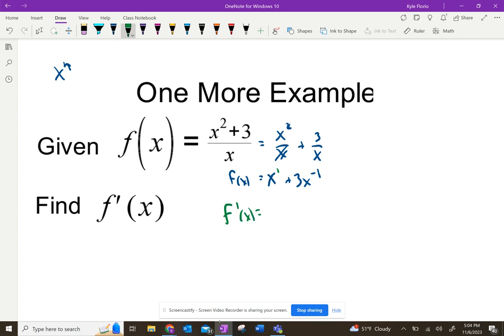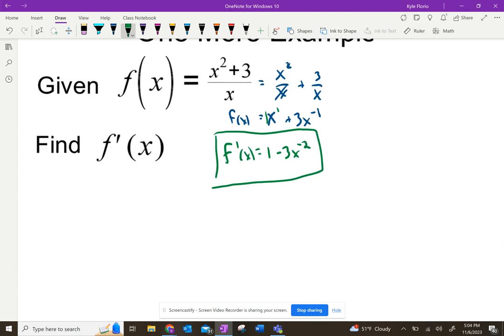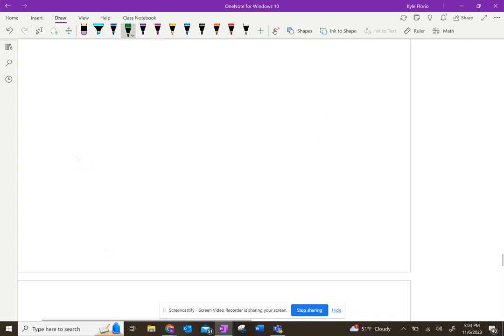The derivative of x is going to be 1 x to the 0, and x to the 0 is just 1, so you just get 1. The derivative of 3x to the negative 1, negative 1 times 3 is negative 3, x to the negative 1 minus 1, which is just negative 2. So here is the derivative of that function. Again, there's other ways to simplify it, but I'm not worried about that at this point. First, we write it so that we use the power rule, and then we use the power rule.